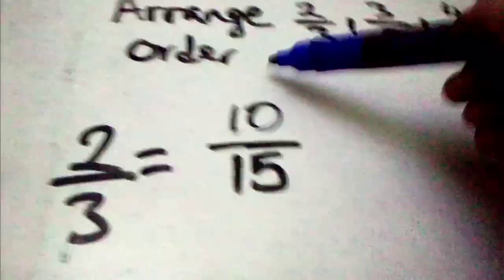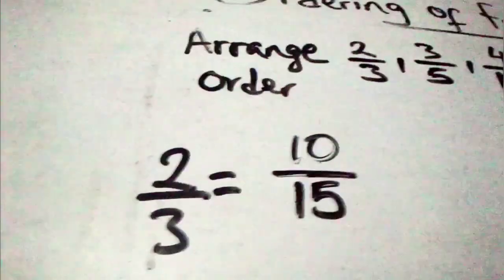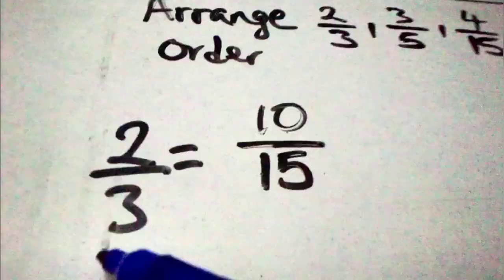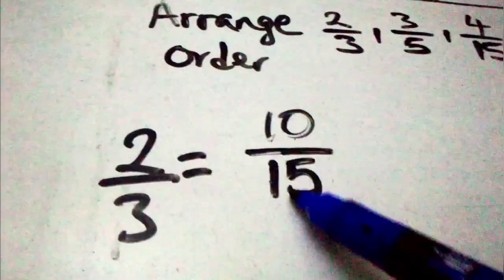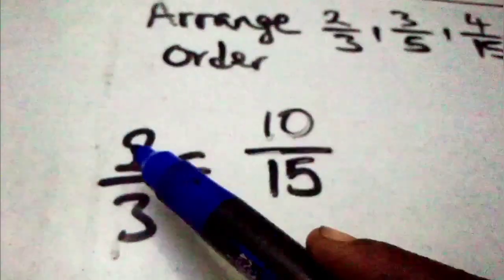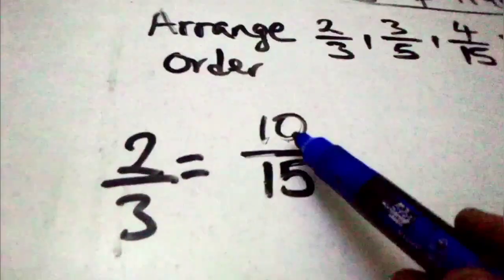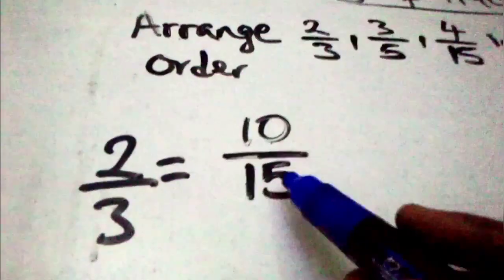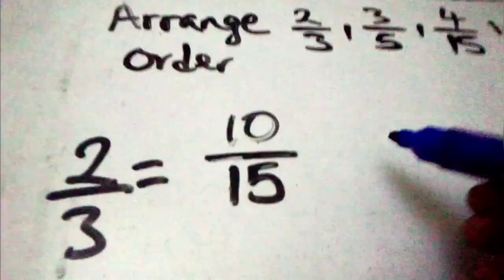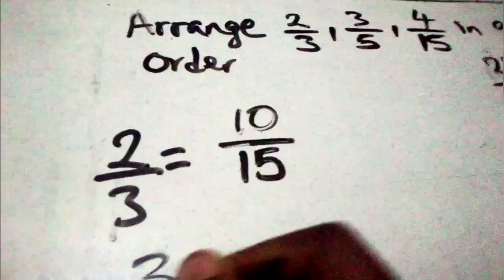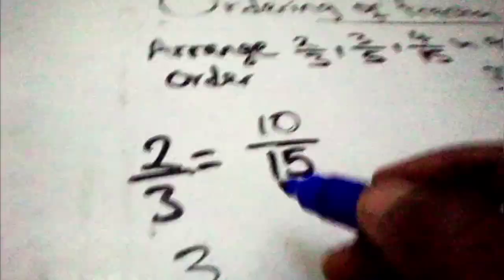5 times 2, 10. Or you can simply say, since our denominator has changed to 15, 3 times what gave me this 15? 3 times 5 gave me this 15. Therefore, I will multiply the numerator by 5. 2 times 5 will give me 10. That's an easy method to do it. So 2 over 3 is now 10 over 15. Now for our 3 over 5. How do we convert it?